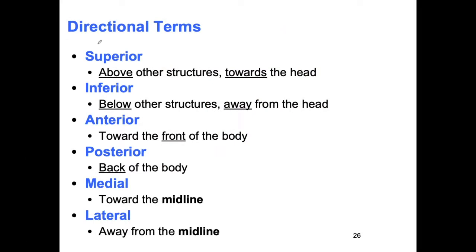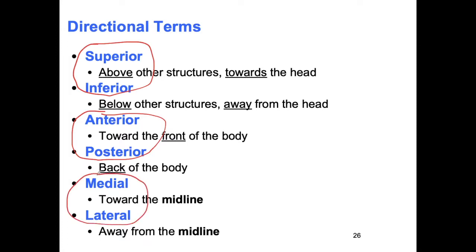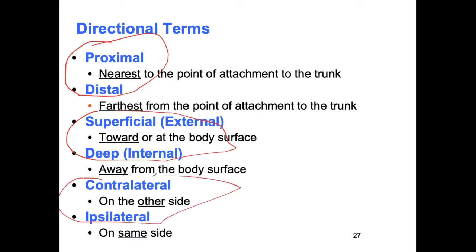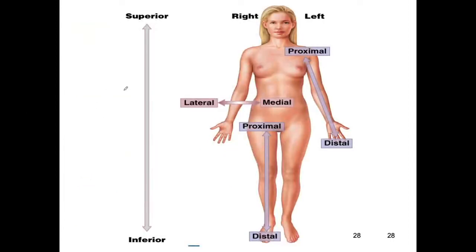Okay, you're going to hear me talk about these terms, superior and inferior. They're opposite to one another. Anterior and posterior, they're opposites. And medial and lateral are opposites. I'm going to show you these on pictures where they're more meaningful. You heard me use the words proximal and distal before. They're opposites. Superficial and deep, they're opposites. And then contralateral and ipsilateral, they're opposites. So let's look at pictures to help us understand these a little bit.